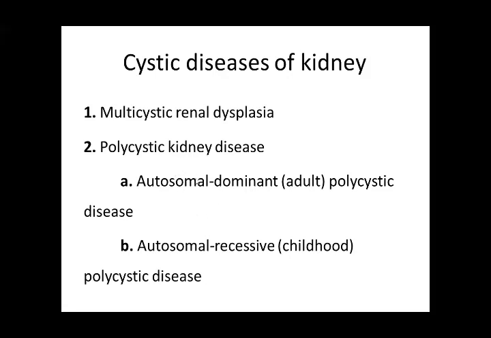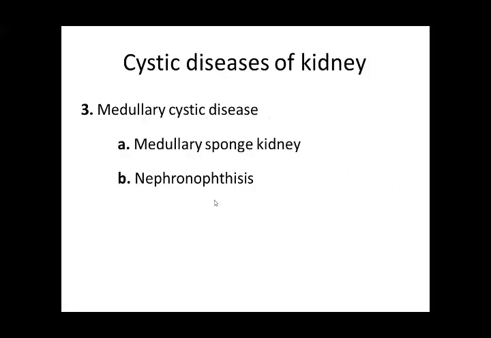And as the name suggests, there are several cysts everywhere. Medullary cystic kidney disease, these are in the medulla alone. And there are two types: medullary sponge kidney, which is autosomal dominant, and nephronophthisis, which is autosomal recessive. Both of them have defects in cilia, but with a few differences, they have similar features. And because they have similar features, your book, Robbins, mentioned both the diseases together.